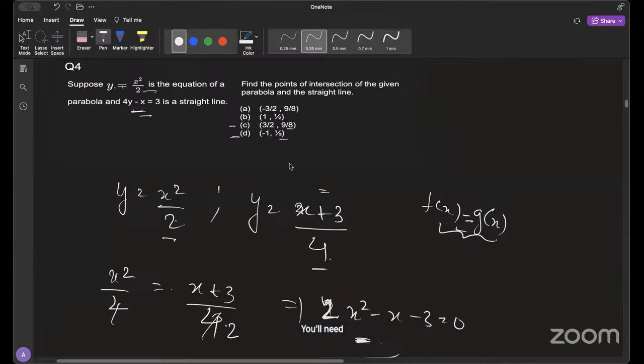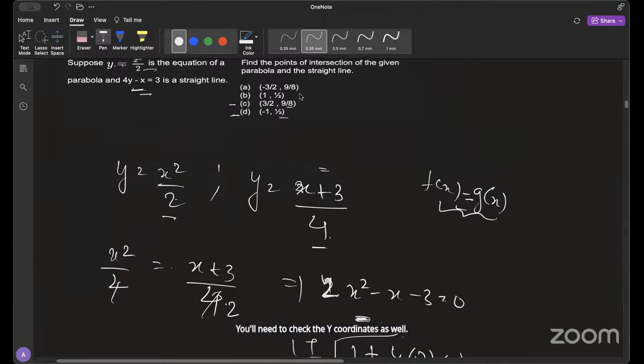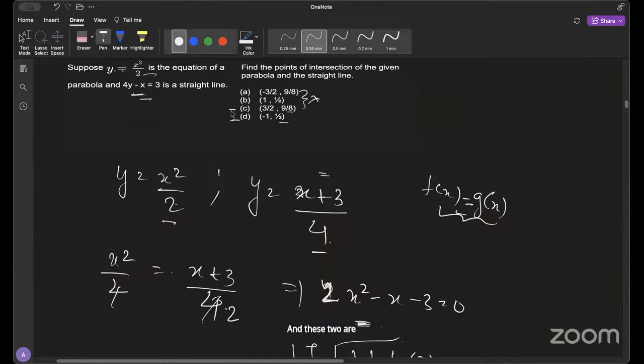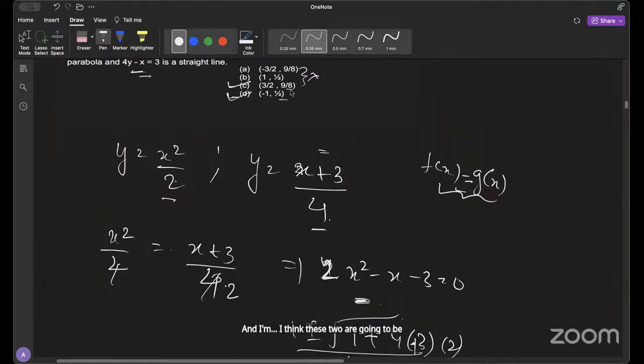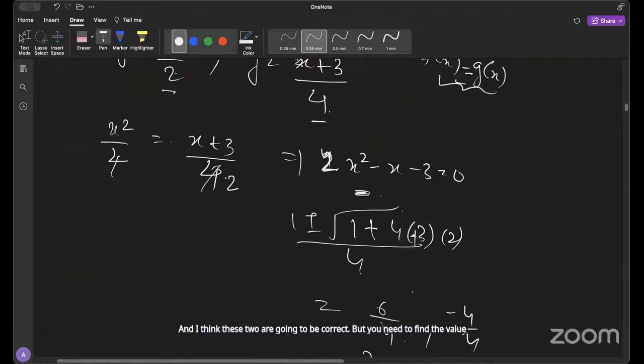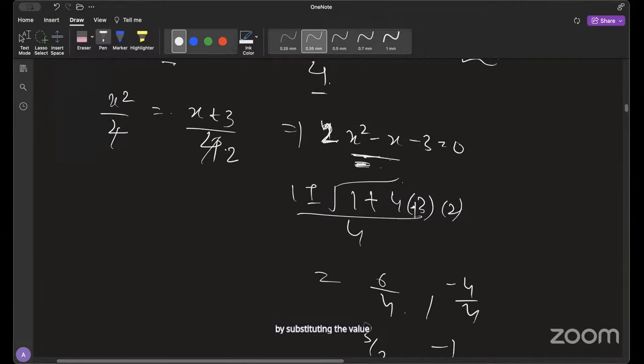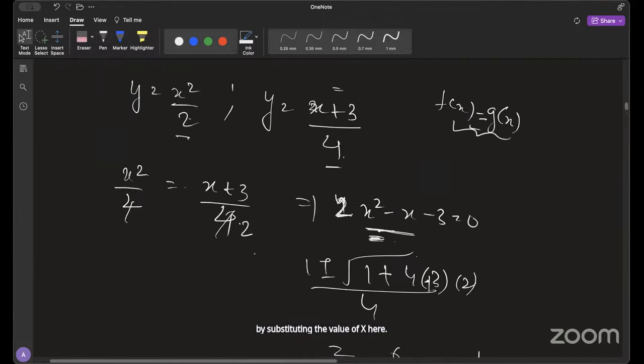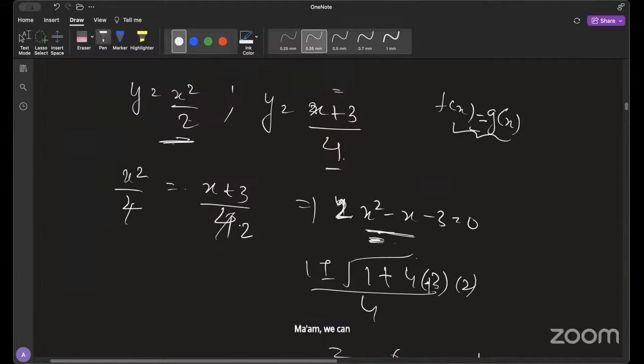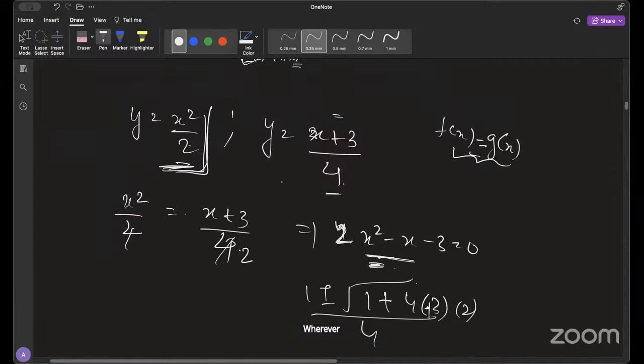You need to check the y coordinates as well. And these two are obviously incorrect. And I think these two are going to be correct. But you need to find the value of y by substituting the value of x here. Ma'am, we can put that value of x in the parabola also and on the straight line here also. Wherever it suits you. Same thing.